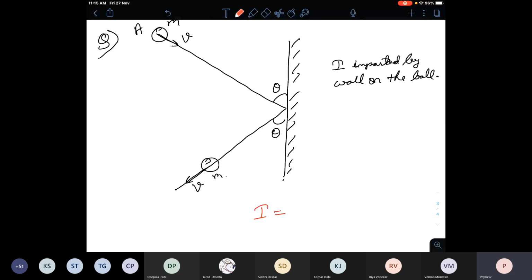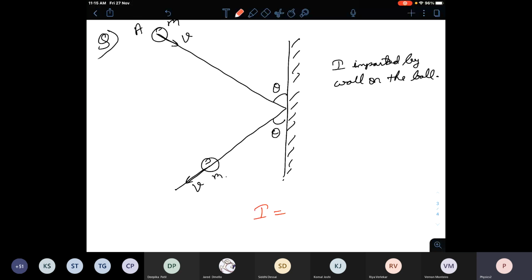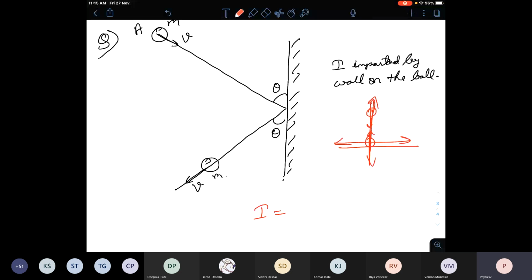Obvious, you can say m1 v1 is equal to m2 v2? How can you apply conservation of momentum? No. See, when you're talking about elastic collision, the elastic collision condition will be applicable only in the direction perpendicular to the wall. Elastic collision is applied only in this direction, not in this direction. Momentum is conserved only in the perpendicular direction, not in the horizontal direction.